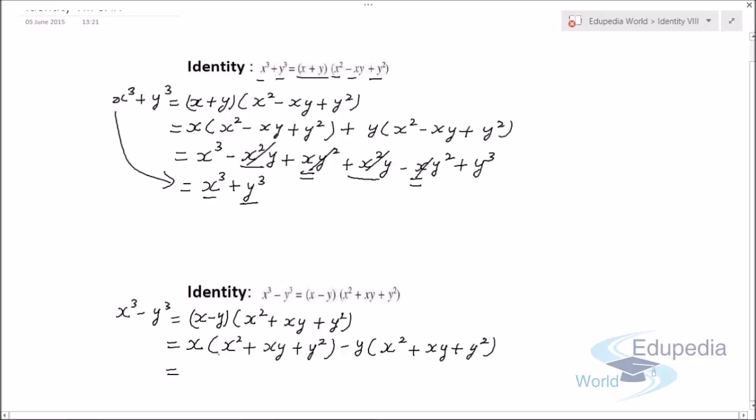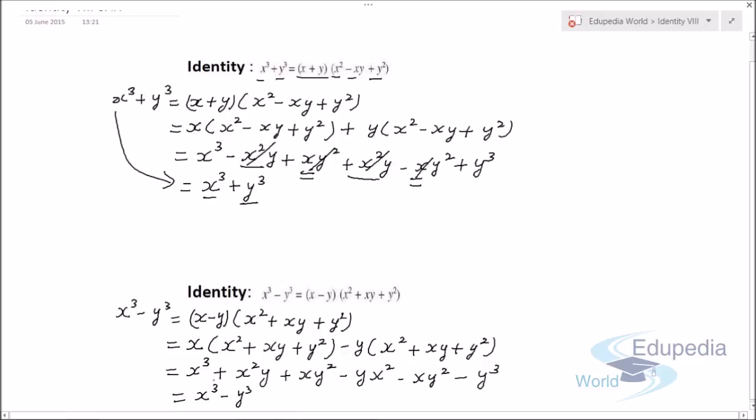So we can do like this: x into x² is x³, plus x into xy is x²y, x into y² is plus xy², then minus y into x² is minus yx², then minus y into plus xy is minus xy², then minus y into plus y² is minus y³.